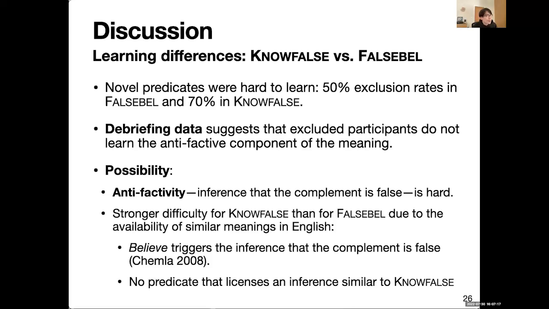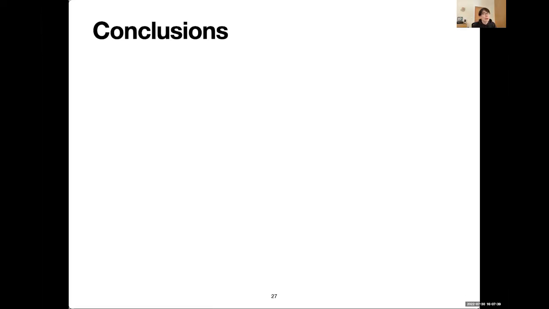It's been suggested in the literature that believe actually triggers a pragmatic inference that the complement is false, in competition with know. So given the strengthened meaning, believe means something like false belief. But there is no predicate in English that licenses an inference similar to no false. So that might contribute to the extra difficulty with no false.